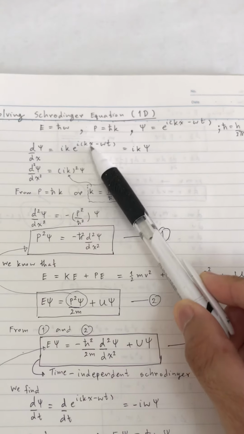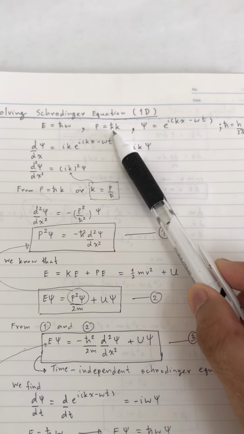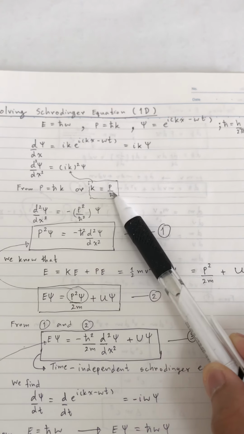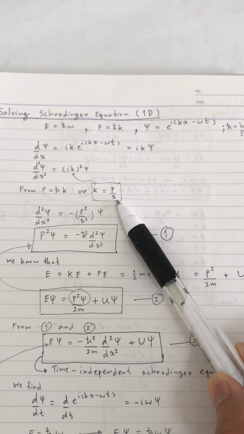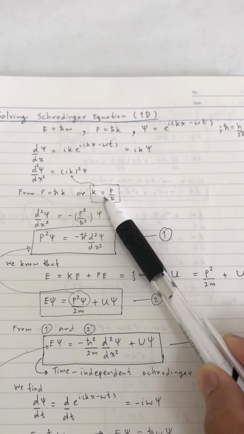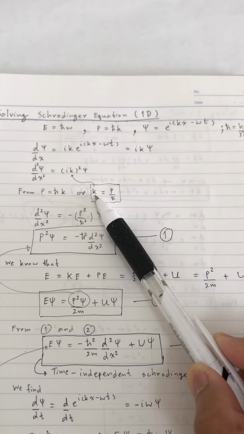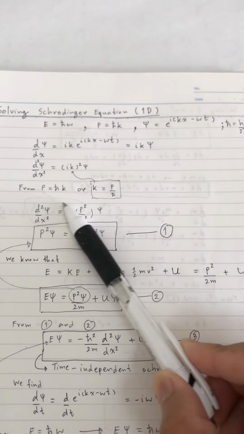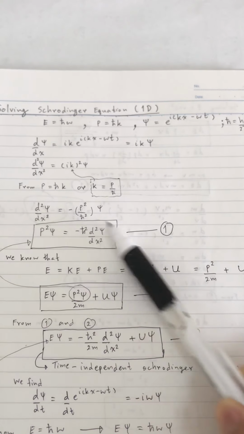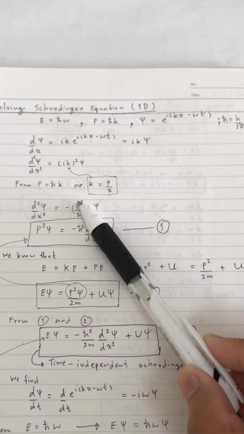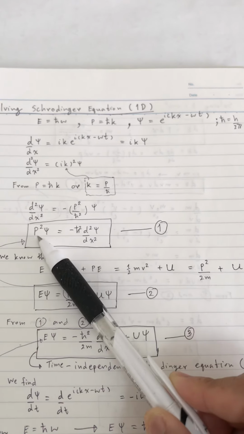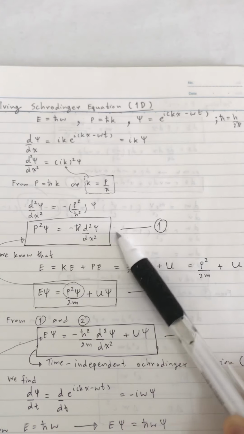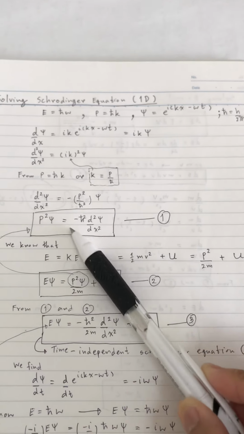And then from the momentum p equals h bar k, you can obtain k equals p divided by h bar, and then we can substitute k into this equation. So we obtain this equation here, and then we rearrange it in terms of p squared phi, and it's going to equal this here. I will call this equation 1.